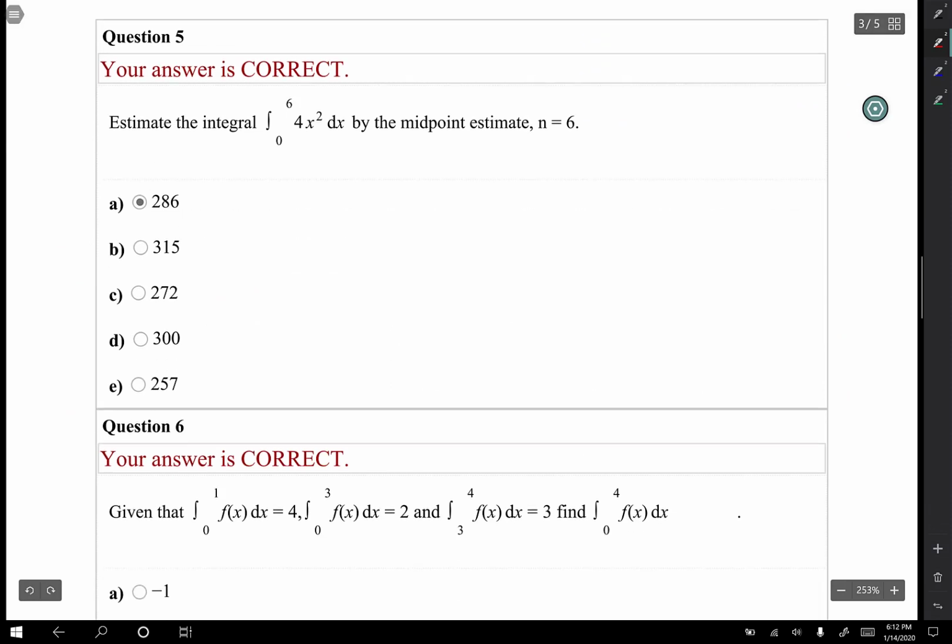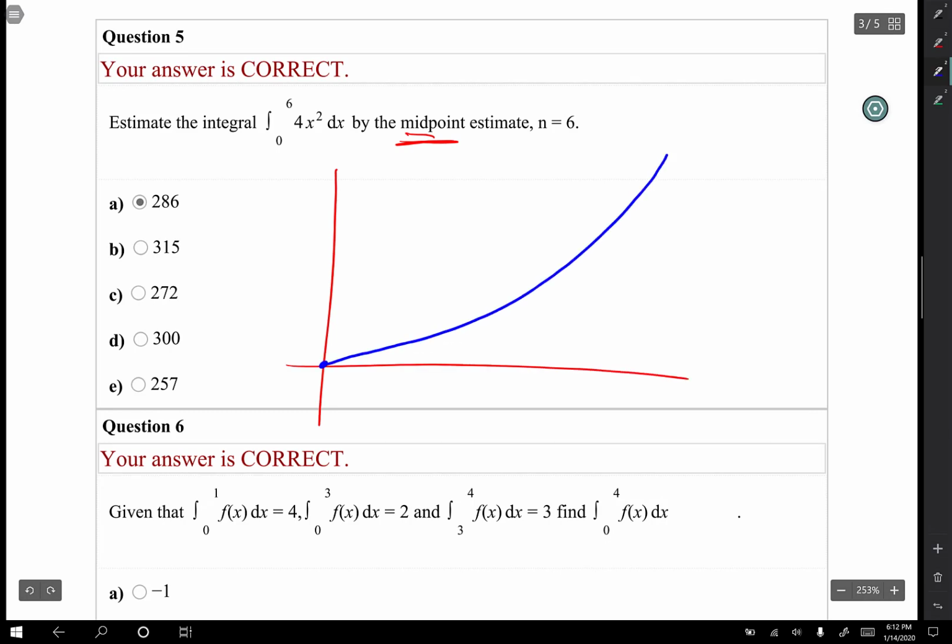Same thing, this time with midpoint. So I'm going to exaggerate the graph. There's my exaggeration. Here is 6. So I'm going to say 1, 2, 3, 4, 5, and then 6. And since I'm using midpoint, I have to use the middle. So the middle, right there. Boom, boom. A little above, a little below. Middle, middle, middle, middle, and middle. There you go.